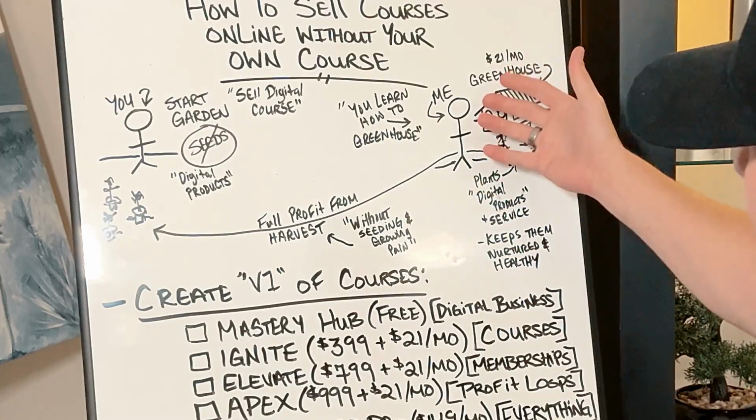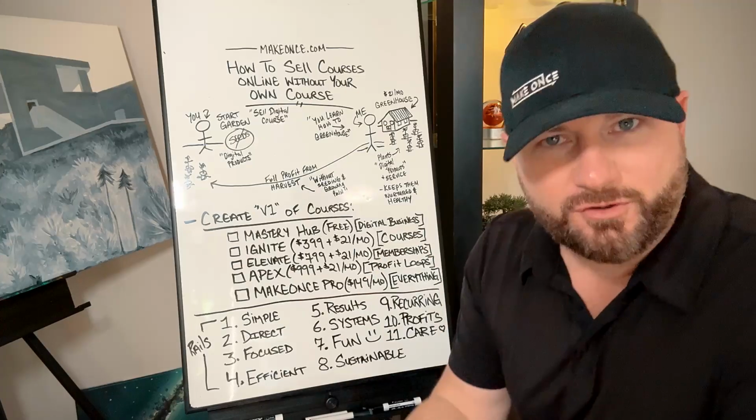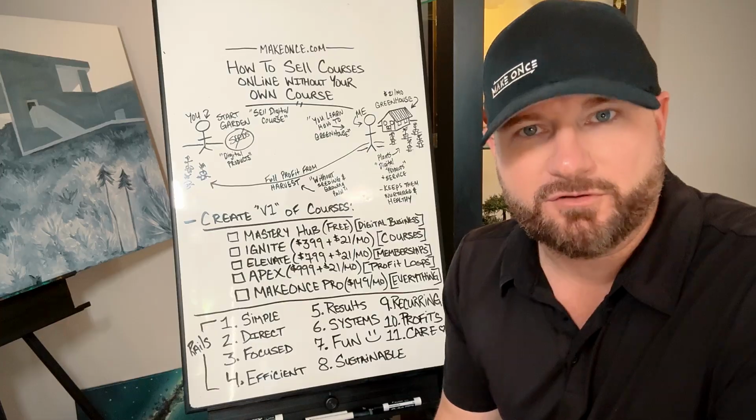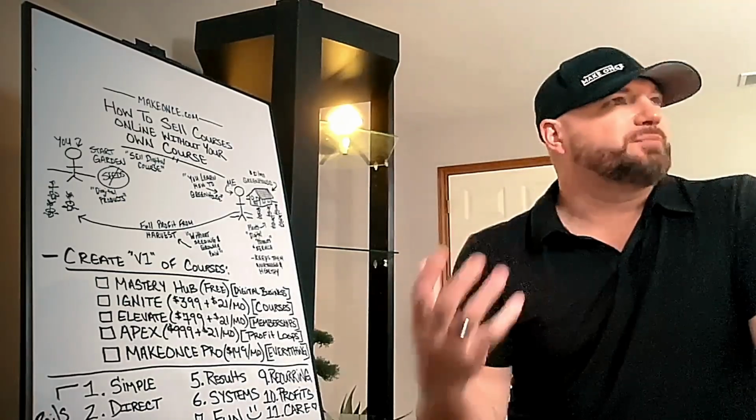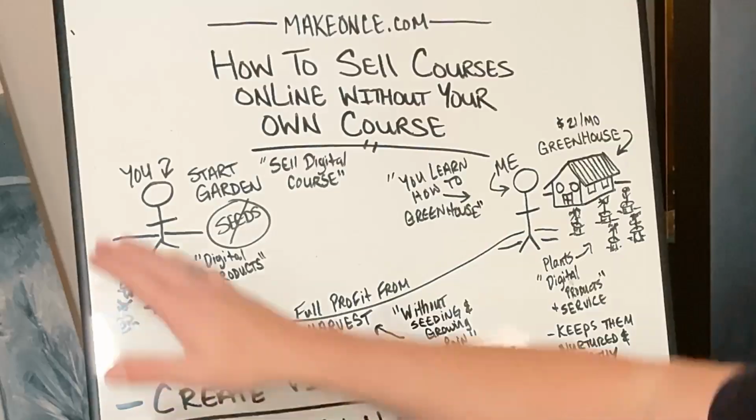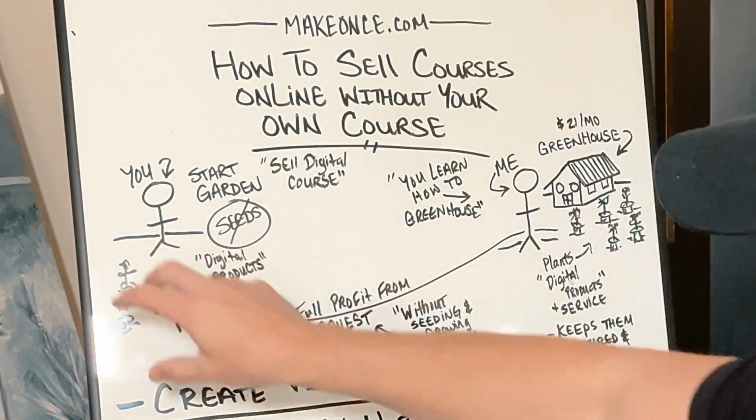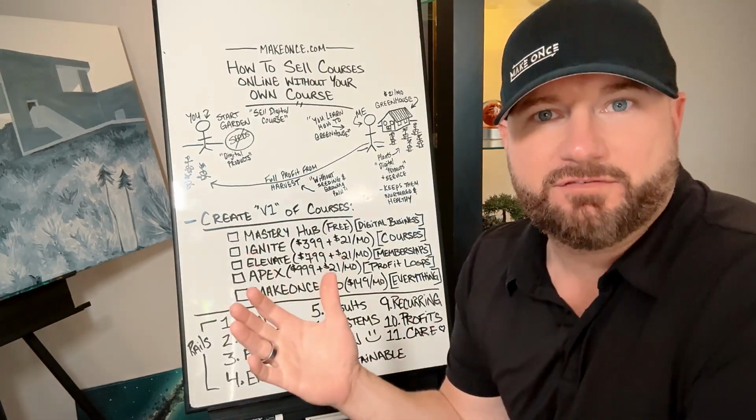The greenhouse, they had to plant the seeds, nurture the seeds, make sure the seeds would grow, and make sure that they're good, healthy plants that people would actually buy. You can come over and just buy those plants, sell them, and make full profit off of the harvest.